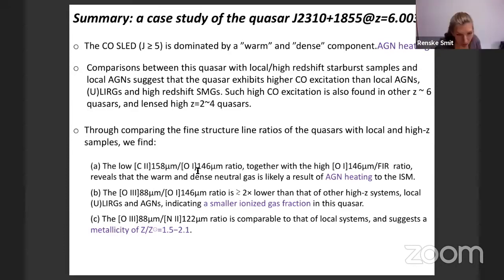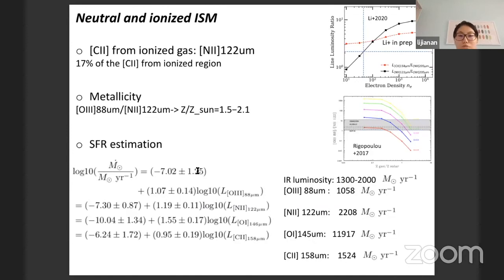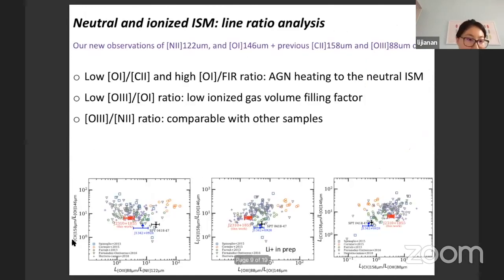Okay, some more questions. Why is the O1 derived star formation rate an outlier? I have shown that the C2 to oxygen-1 ratio is not comparable to the local samples. It is lower, which means the gas is warm. We also find a high oxygen-1 to far infrared ratio, so the extra oxygen-1 emission is likely a result of other heating mechanisms in addition to the UV photons from star formation. So it's likely that this high O1 luminosity has a contribution from AGN heating.